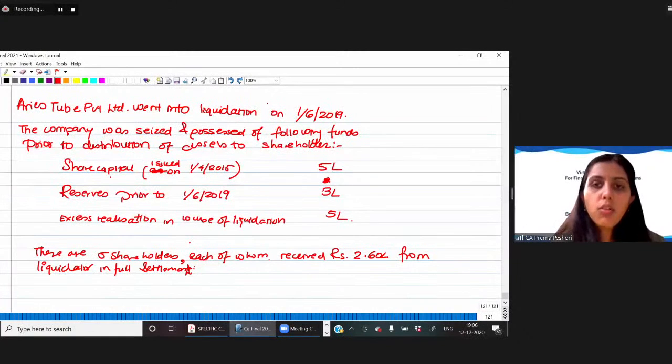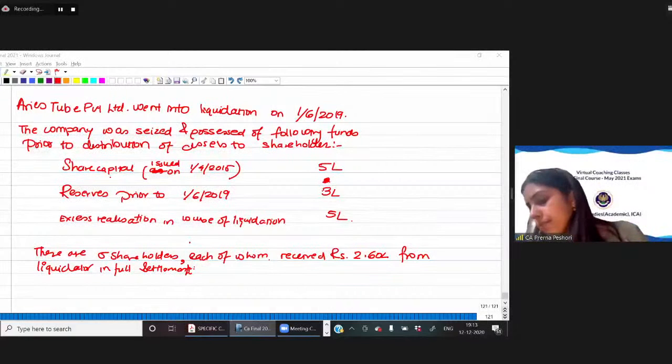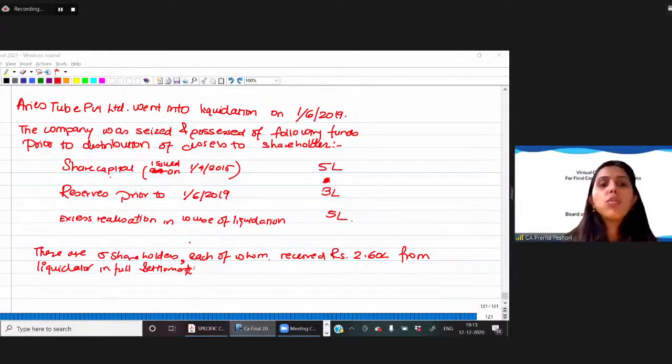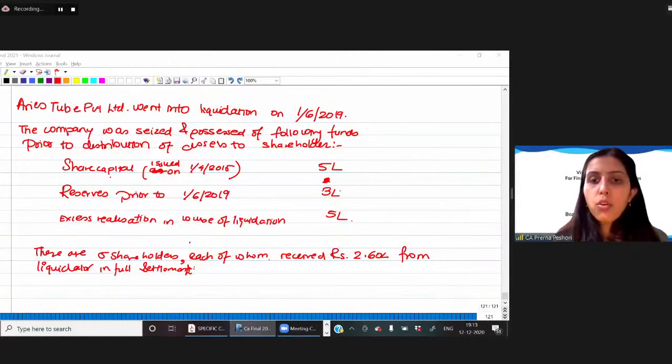Okay, let's try and solve it together now. So your reserves are issued. Reserves are there up to 3 lakhs, right? Now I'm talking about each shareholder point of view. So how many shareholders are there? There are 5 shareholders, right? They have received 2.60 lakh each. What would be the amount of reserve for 5 shareholders?